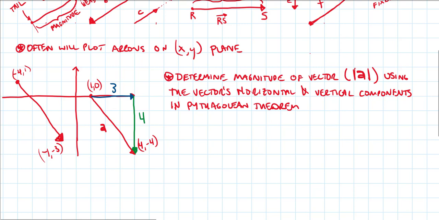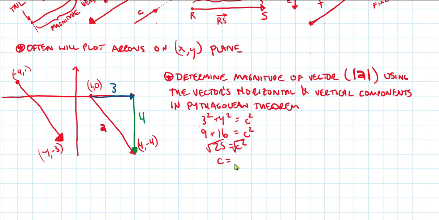So if we were doing the Pythagorean theorem here, what we would do is I'm going to say 3 squared plus 4 squared equals the magnitude of A squared, which for now I'll just call c squared because that's what the Pythagorean theorem would normally look like. We do 9 plus 16 equals c squared. We do 25 equals c squared. We square root both sides. I'm going to flip so that the c is on the left. We get c equals 5.